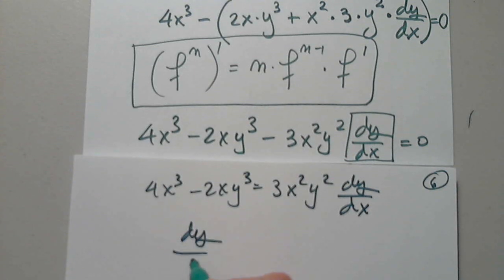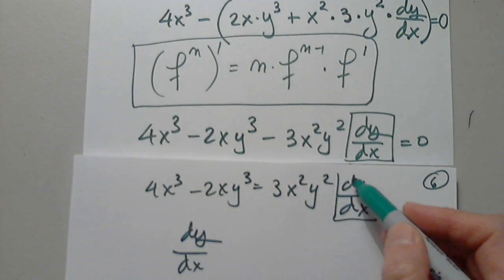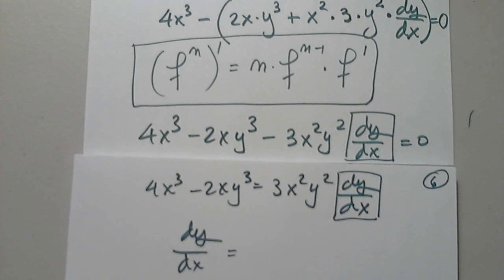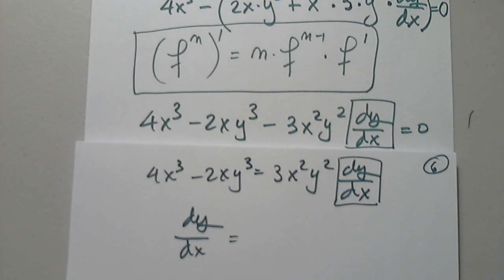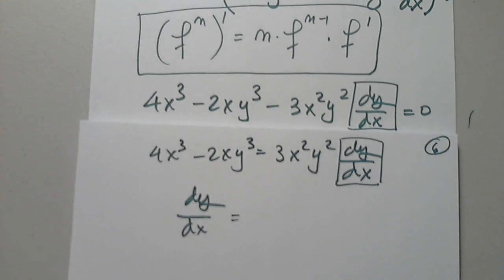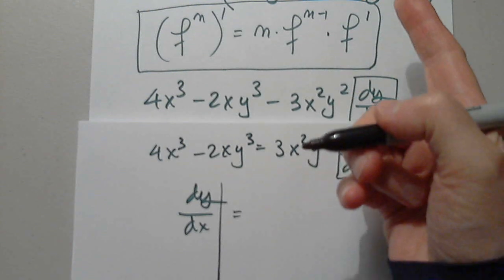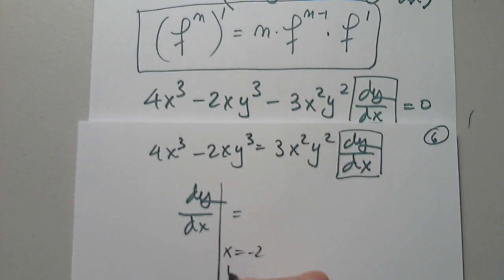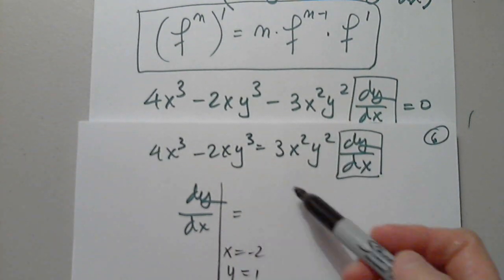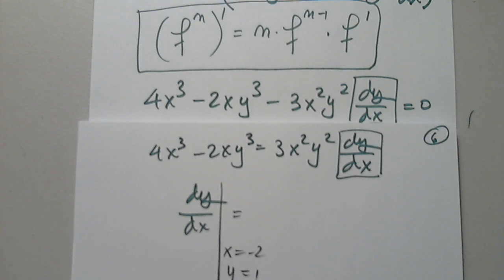And now I have dy over dx. So I have to solve for this. How do I write the final answer? This part is algebra. So how do I write this? Anyone will give us dy over dx, final form? And then I will plug in that point, x equals -2 and y equals 1. But I have to write the formula first before I plug in.